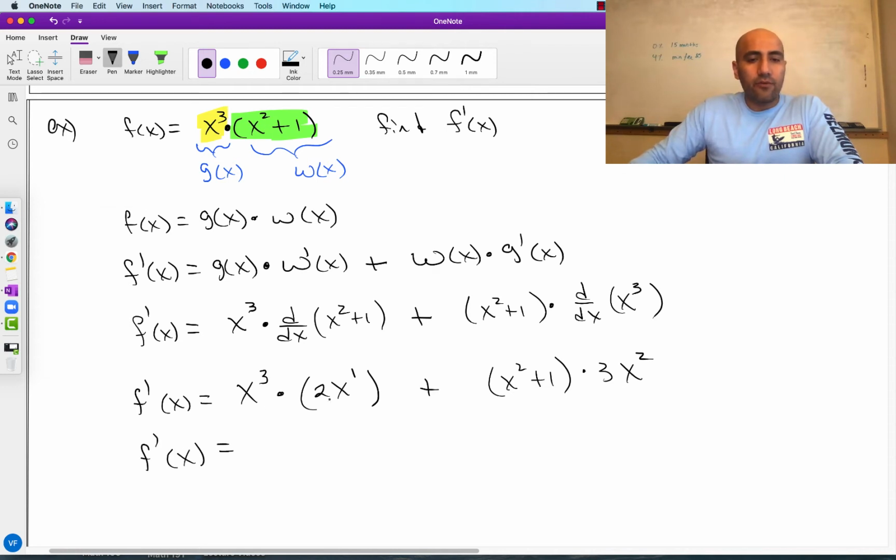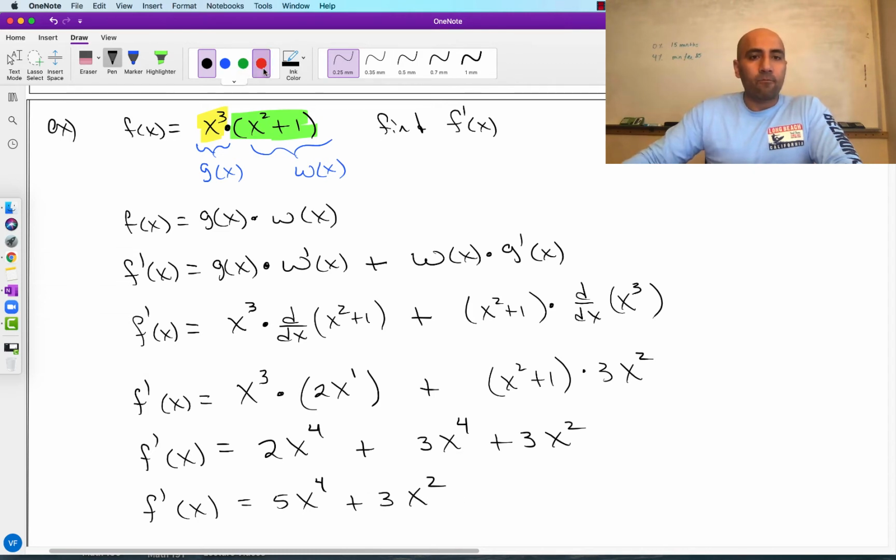So if we multiply these, we get 2x to the power of 4 plus, and now if we distribute these, we get 3x to the power of 4 plus 3x squared. And then combining those two, they have the same power of 4. We get that the derivative with respect to x is equal to 5x to the 4th power plus 3x to the 2nd power. So here's our answer.